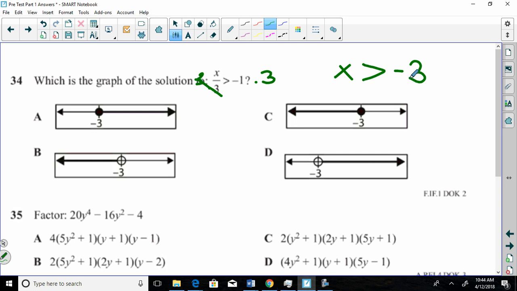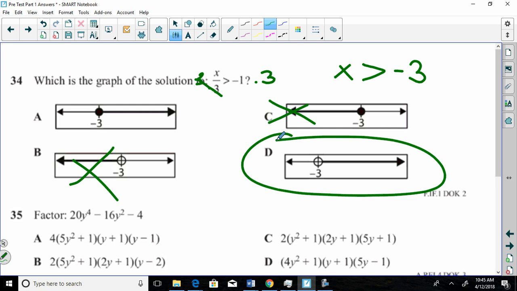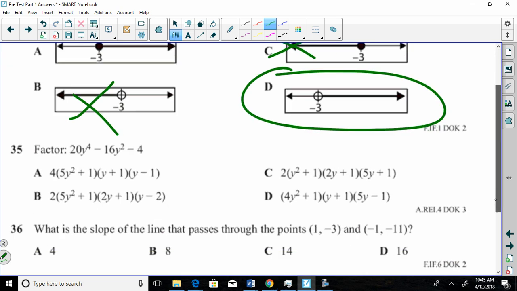Which ones are not shaded to the right? C and B. Open circle and dotted are the same thing. Solid and filled in are the same thing. So since there's no line underneath it, which one would be my answer? D. Does that make sense? All right, next one.